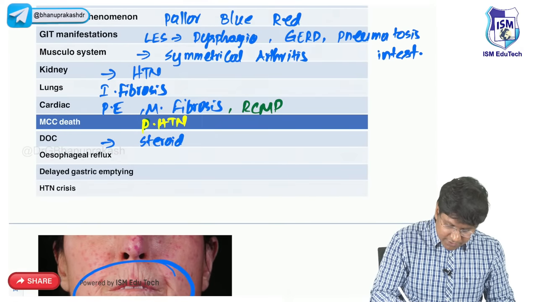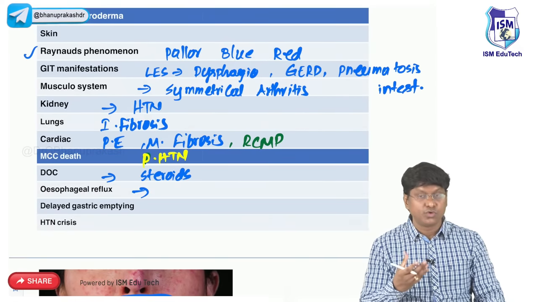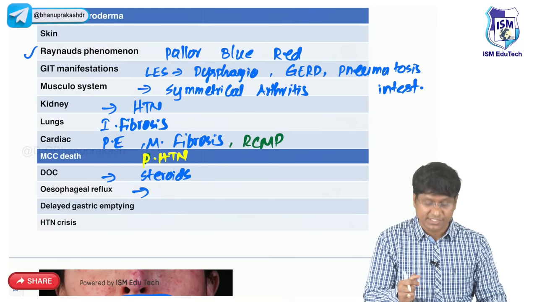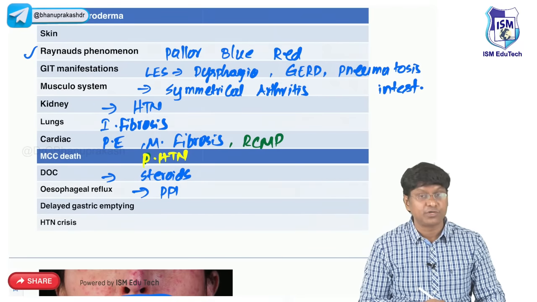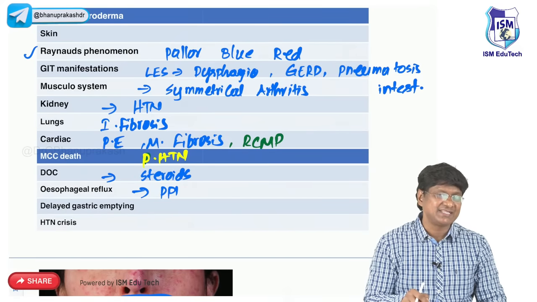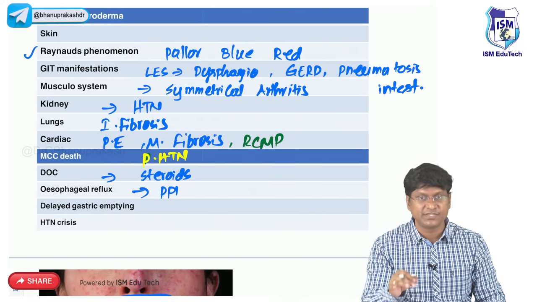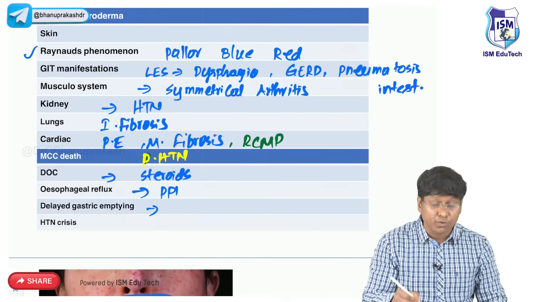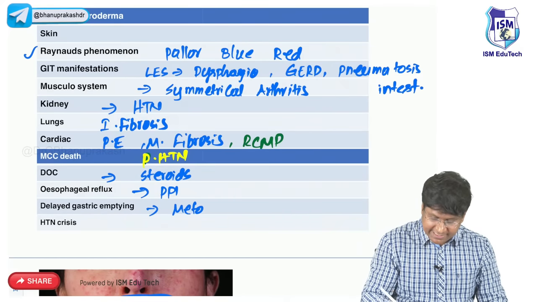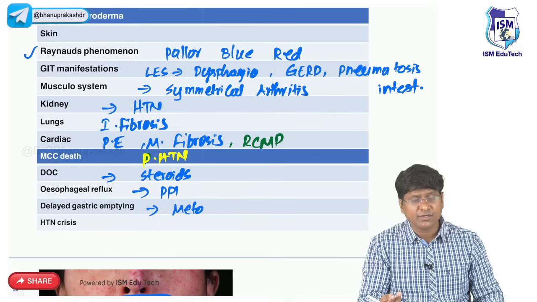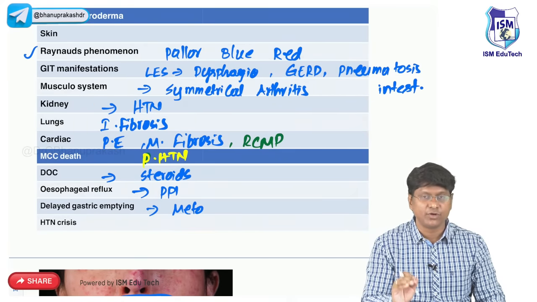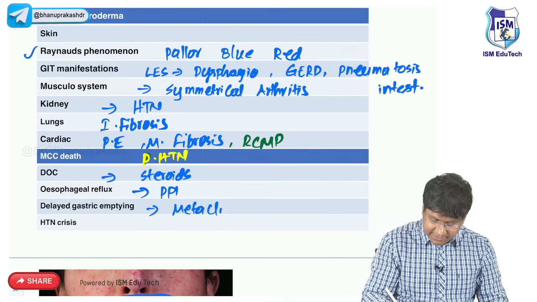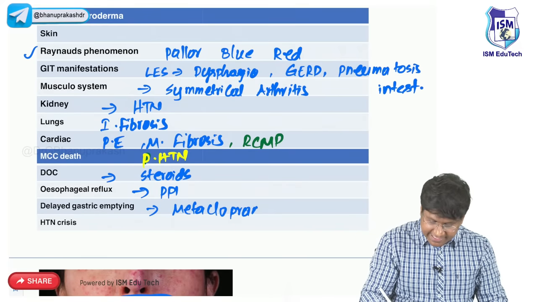That is prednisolone. And these patients, because of lower esophageal sphincter stenosis, are developing gastroesophageal reflux, for which you can give proton pump inhibitors. And there is delayed gastric emptying because of the accumulation of collagen within the stomach, so you need to give a prokinetic agent. That prokinetic agent is metoclopramide, which can increase gastric emptying, or cisapride or mosapride. So those will be the drugs for increasing gastric emptying.